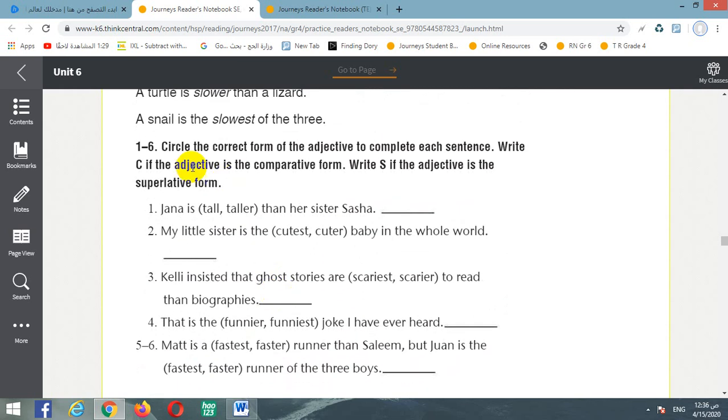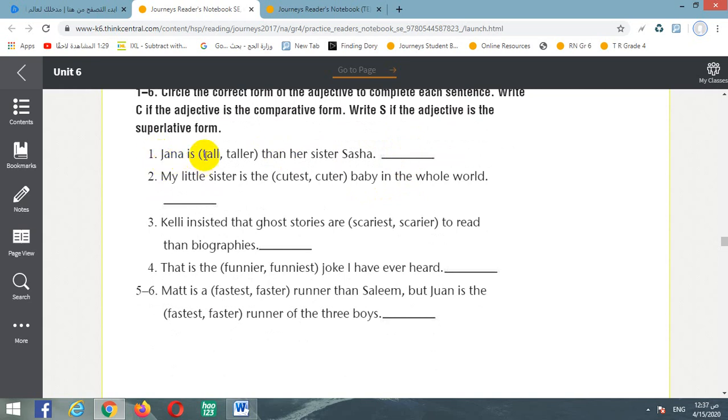Let's answer. Circle the correct form of the adjective to complete each sentence. So we are going to choose the correct adjective. Write C if the adjective is a comparative form, and write S if the adjective is a superlative form. So C for comparative and S for superlative. C for comparative when we compare two, or if we have than. S for superlative when we compare more than two, and if we have the, so the short adjective plus est. Let's start.